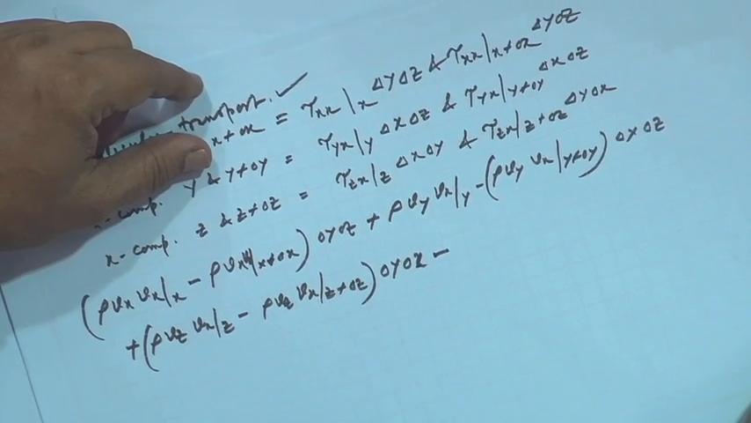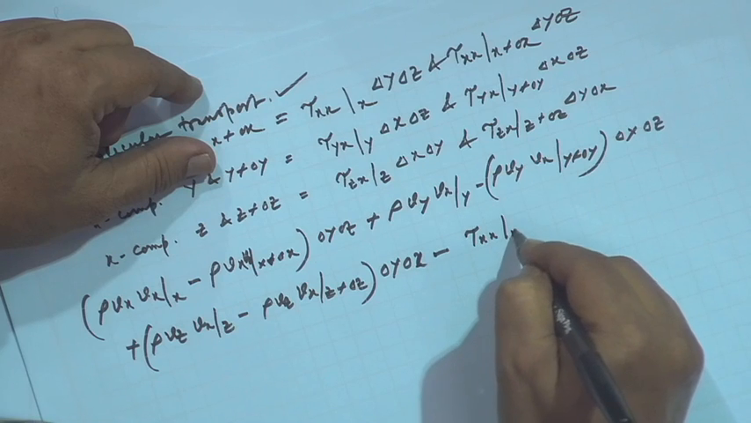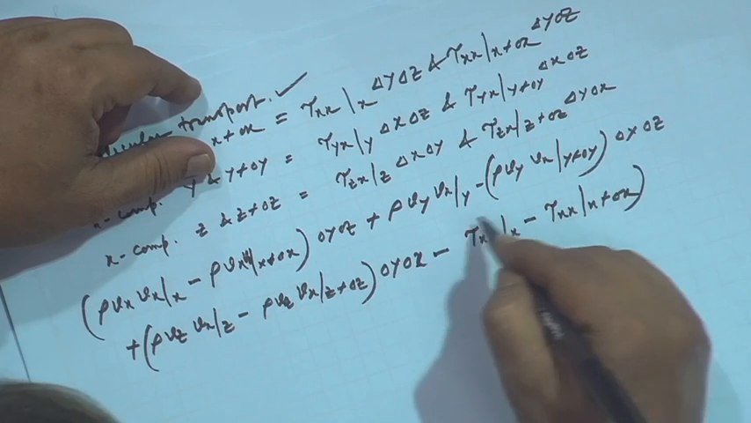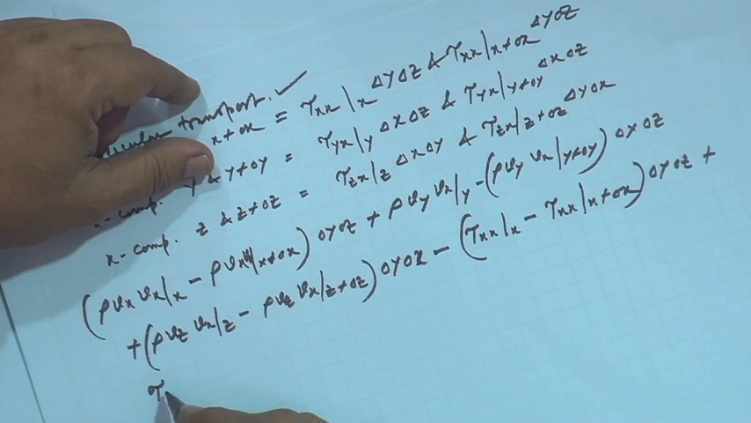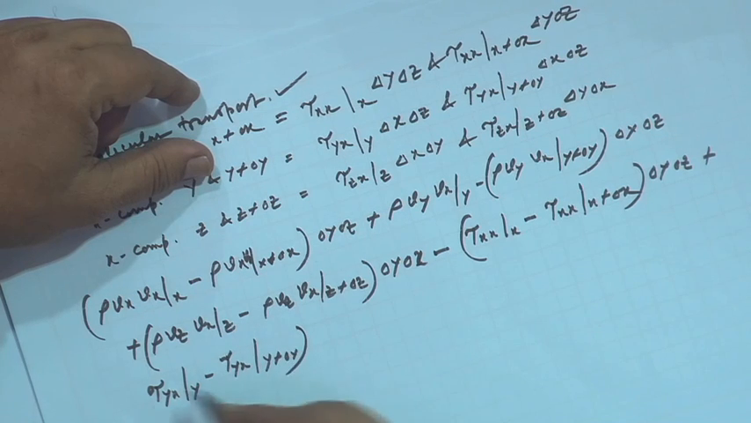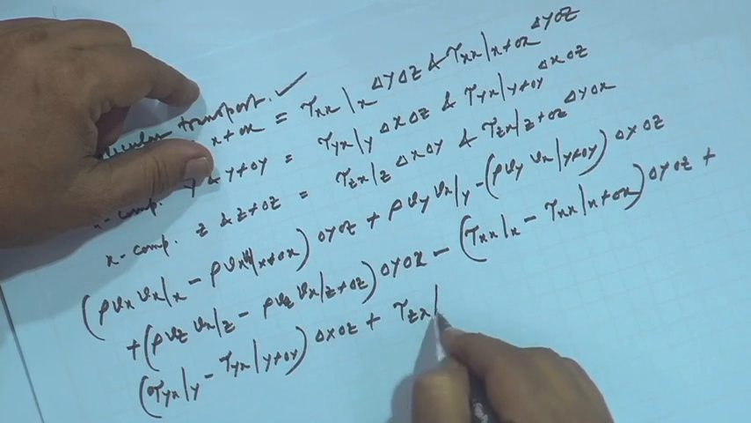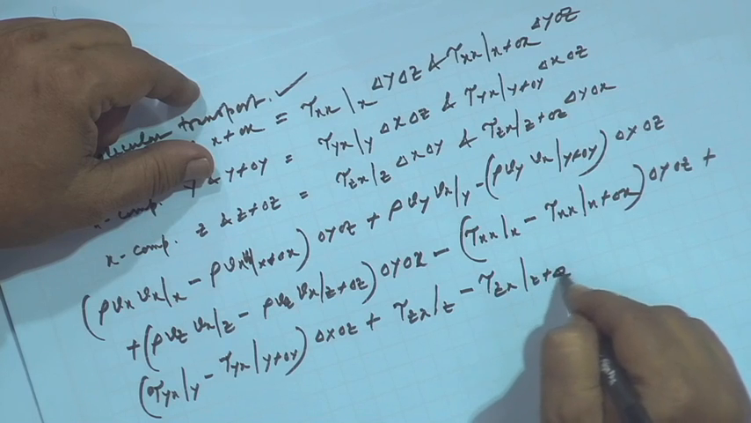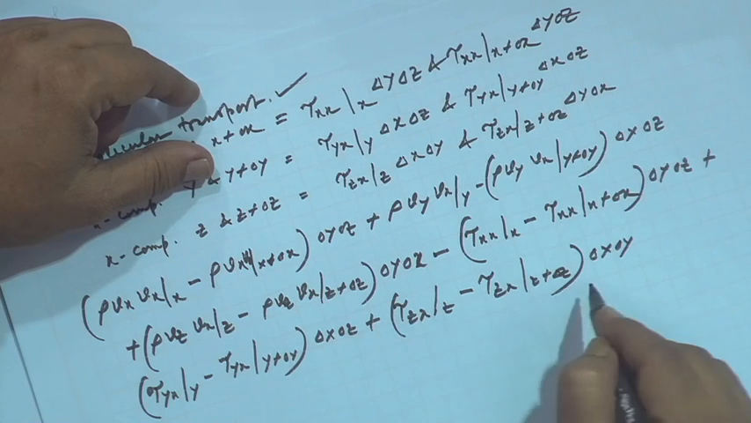and this is for all three terms of the bulk transport. For molecular transport we can write tau xx at the face x minus tau xx at the face x plus delta x times the area, that is del y del z, plus tau yx at the face y minus tau yx at the face y plus delta y times the area, that is del x del z, plus tau zx at the face z minus tau zx at the face z plus delta z into del x del y, okay, right.